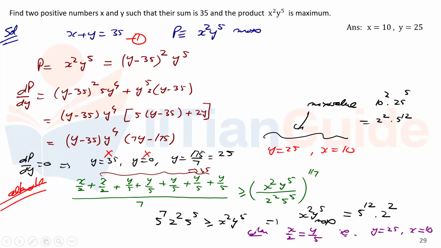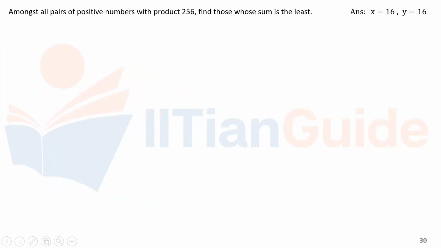Okay, x by 2 is equal to y by 5 and x plus y is equal to 35. Solve them. Then you will get y to be 25 and x to be 10. Clear? Can I move? Yes, sir. Okay, let's move.